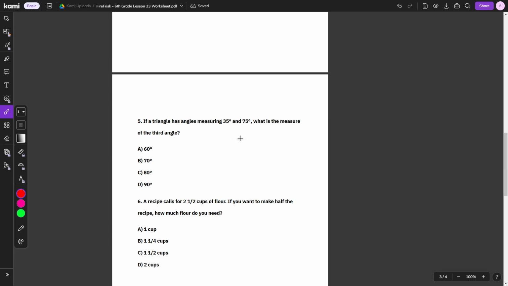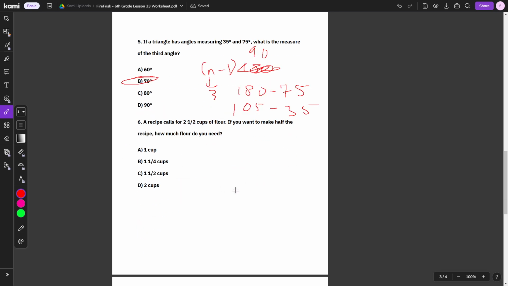If a triangle has angles measuring 35 and 75, what is the measure of the third angle? Well, we already know that the formula to figure out the total interior measure of the angles of any shape is n minus 2, where n stands for the number of sides on the shape, times 180. A triangle has how many sides? 3. 3 minus 2 is 1. 1 times 180 is 180. That's the total angle measure. 180 minus 75 is 105. Minus 35 is 70.